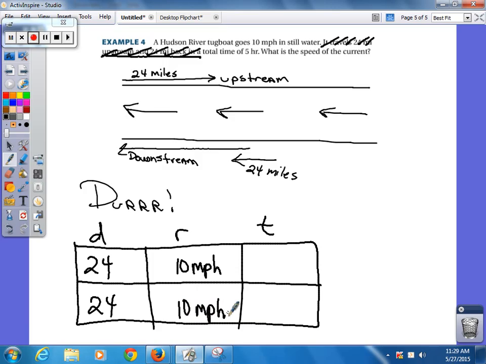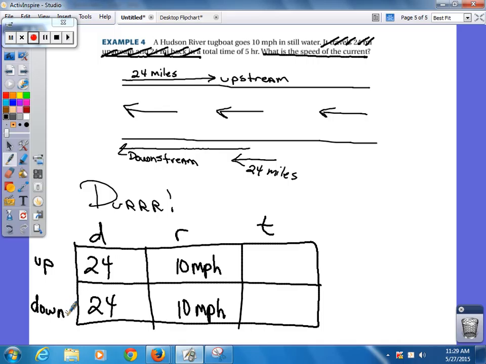Is there a current? Does it say anything about the current? What does it say about the current? Okay, so that's what you're trying to find. So, we're going to call this guy upstream, and we're going to call this guy downstream.